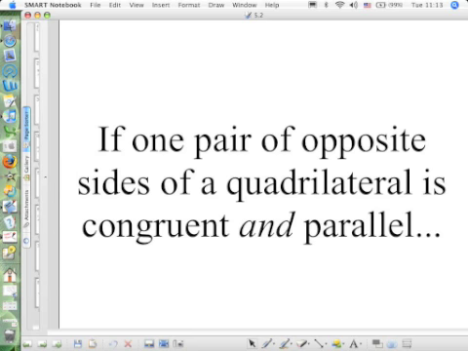If you have a four-sided figure, and you are not told that it's a parallelogram, but you are told that one pair of opposite sides is both congruent and parallel, then it's a parallelogram, which means that all the other characteristics are also true.